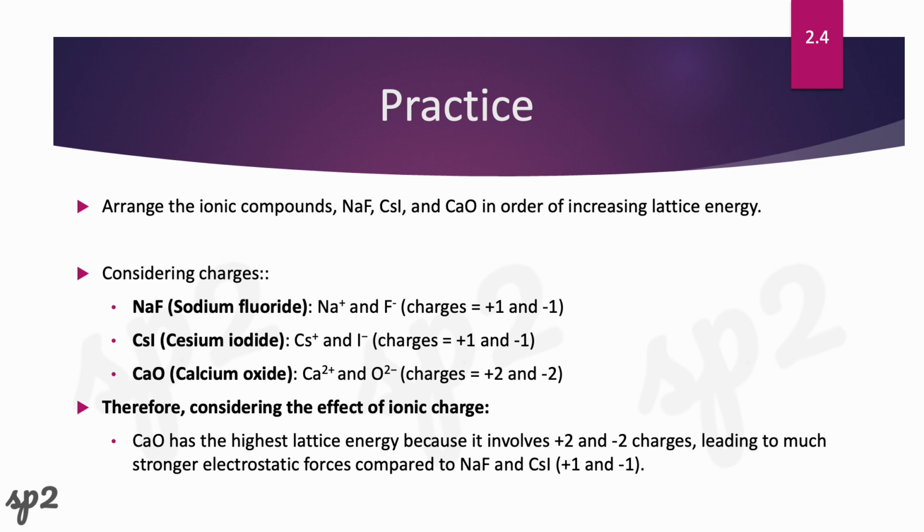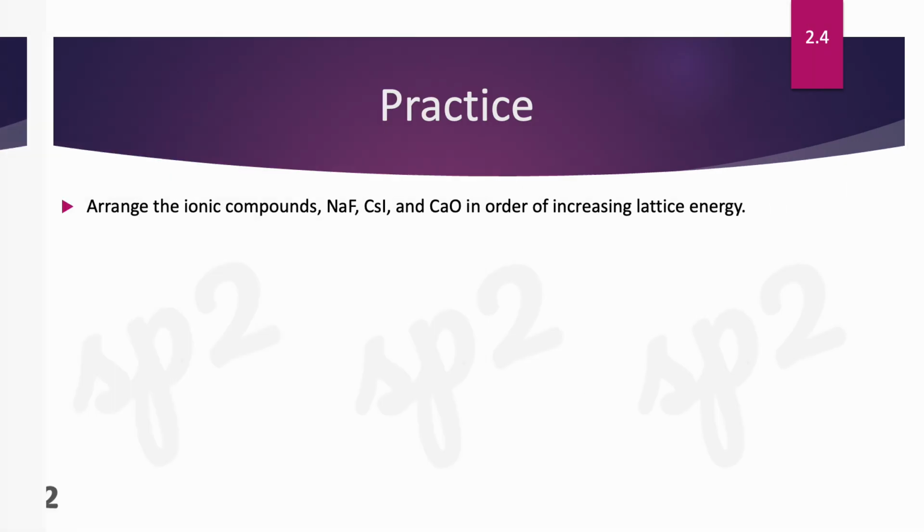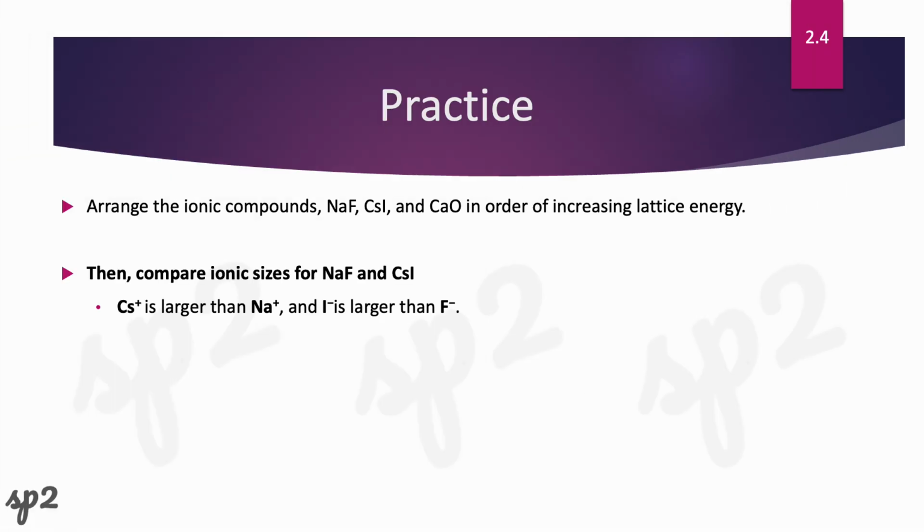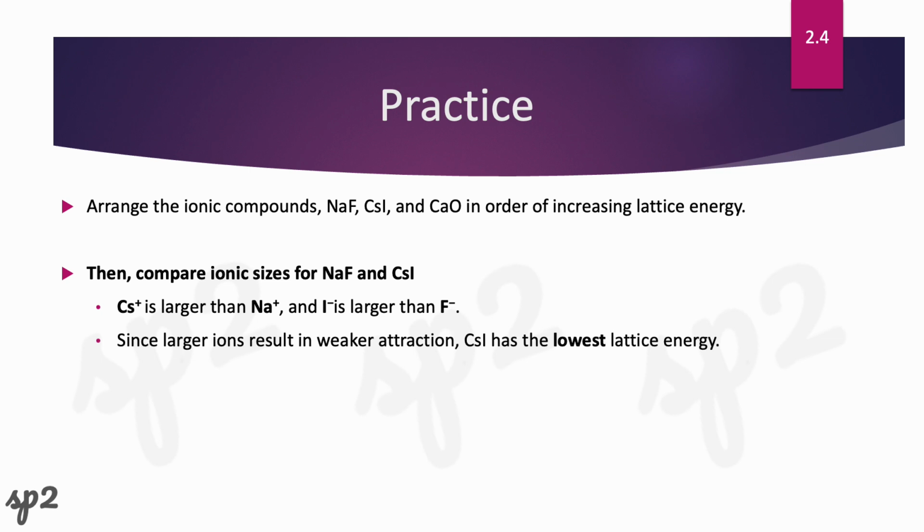Now, between the other two, looking at sodium fluoride and cesium iodide, we have pretty much the same charge. But cesium is larger than sodium and iodide is larger than fluoride. Since larger ions result in a weaker attraction, cesium iodide has the lowest lattice energy. So I can put them all together. Cesium iodide would be the weakest one, then we have sodium fluoride, and calcium oxide must be the strongest one.